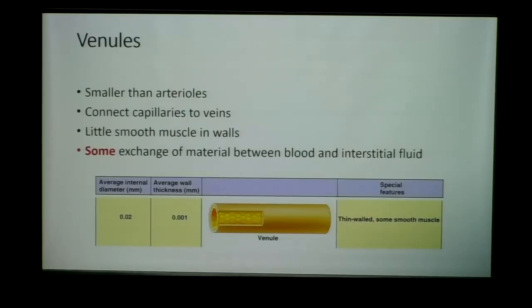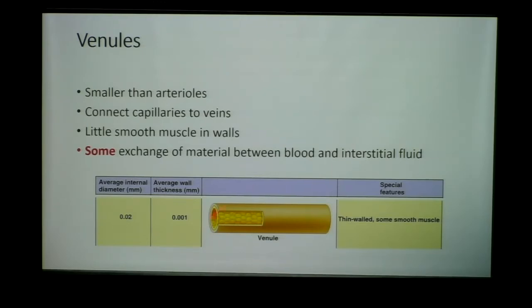So let's start by looking at the venules. They're much smaller than arterioles. They connect capillary beds to veins. They have a small layer of smooth muscle. They don't have a lot of those other layers that we talked about. And so what we can see here is that there is some minimal exchange still happening at the level of the venule, kind of like the exchange that we saw at capillaries. Because they're so tiny and they have a very thin wall, there is some minimal exchange happening here at venules.